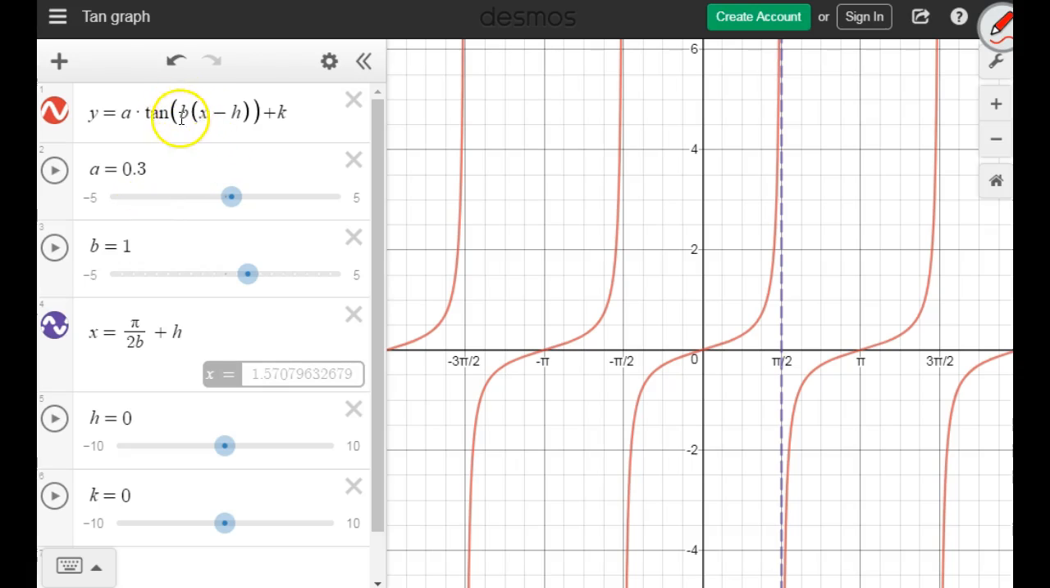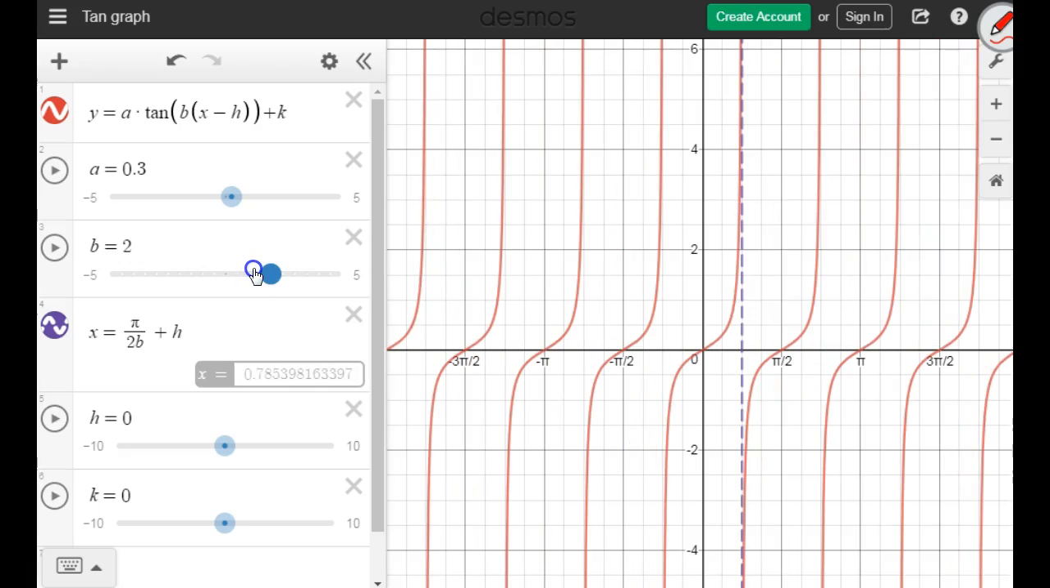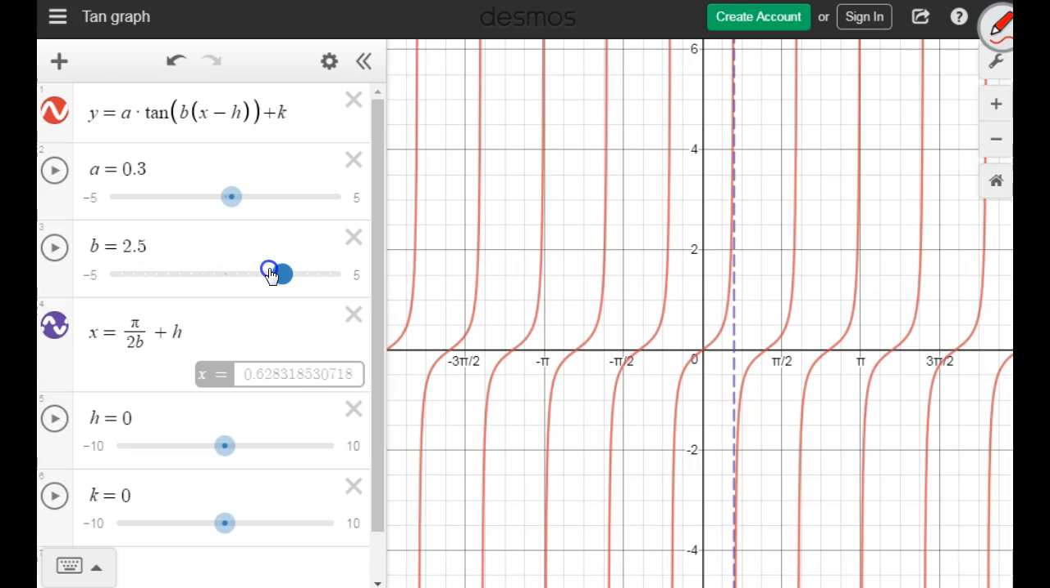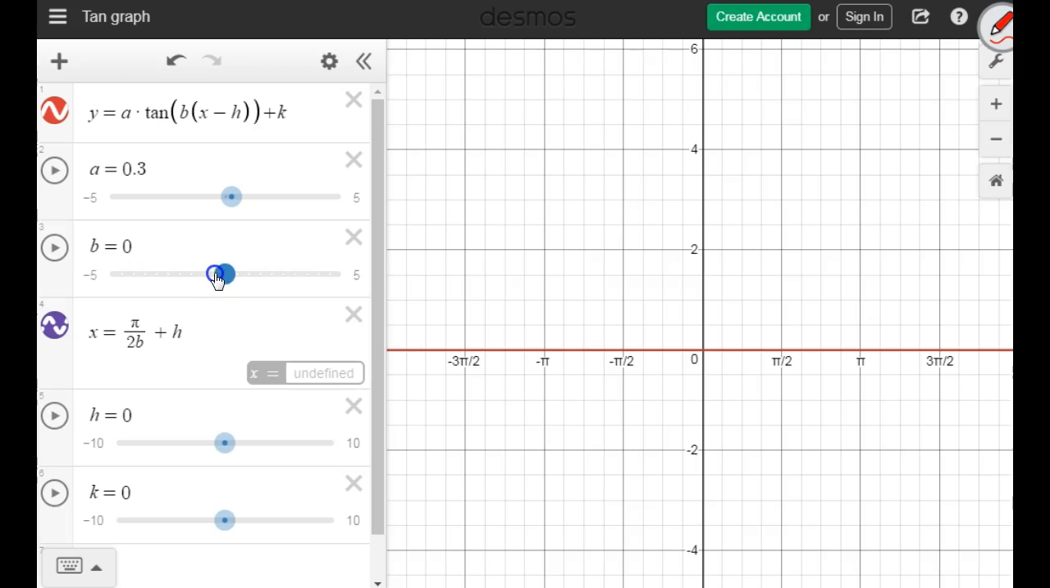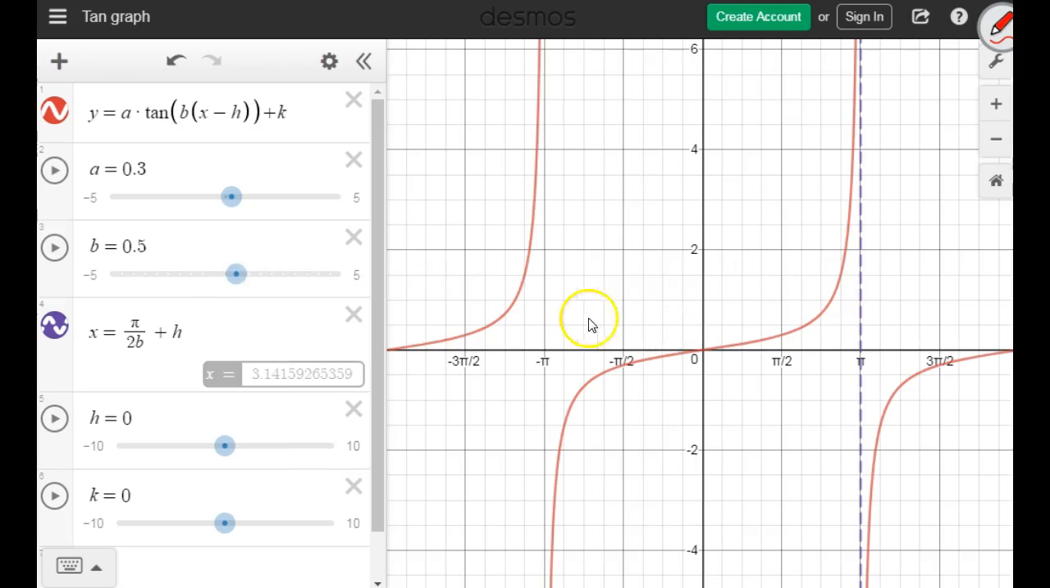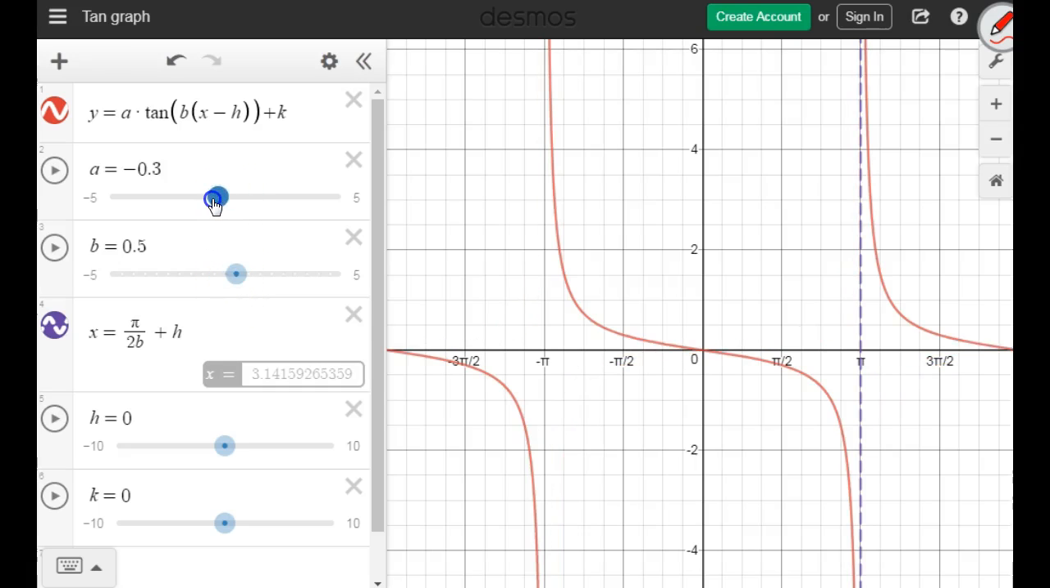B, what does B change right in here? Yeah, the period. And what is the period of a tangent graph to begin with? No, pi only. And so when we make this bigger, okay, the period gets smaller, so it happens more often. If we make this smaller, the period gets longer. All right, if we make the A negative, then it flips.